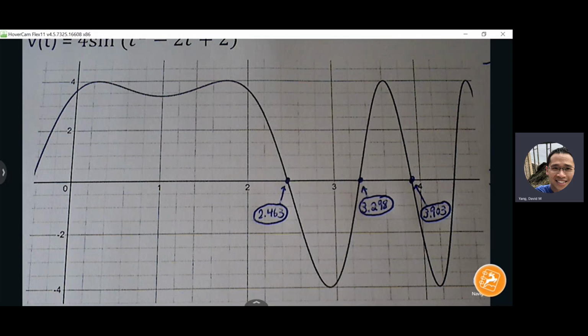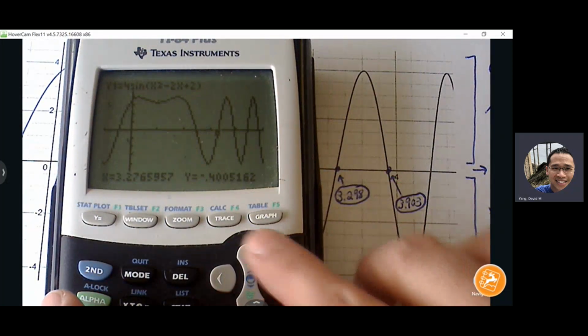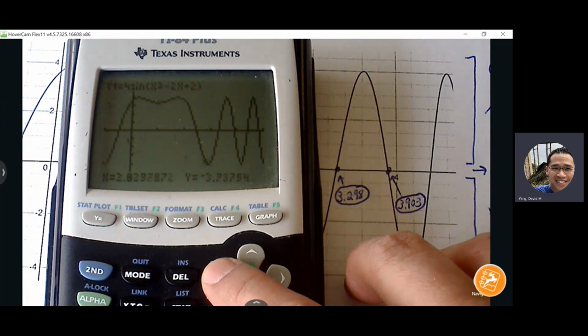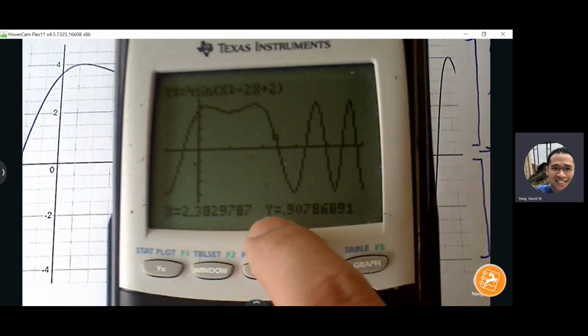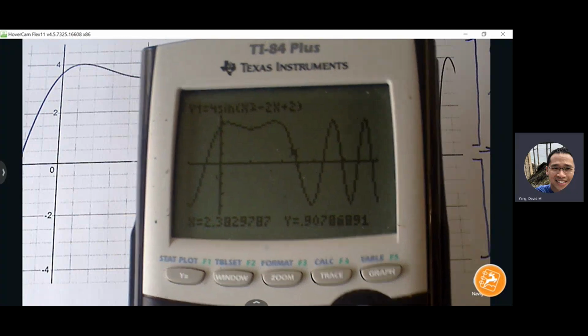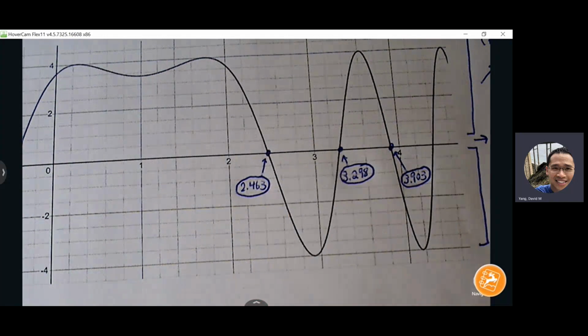Now, if you just hit trace, you can trace your way through, but it's not going to be very accurate. Okay. And the AP exam is going to require a bit more accuracy than you trying to get near that x-intercept. You see that? If you hit trace, you can kind of scroll through and get some idea where that x-intercept is. But we're trying to find a more efficient way, or a more accurate way. So we're going to look for these points. Okay.